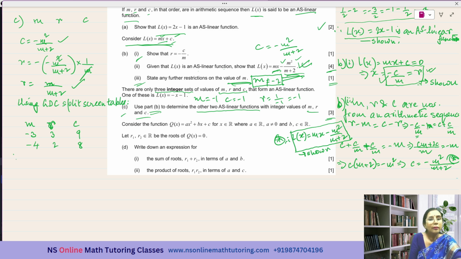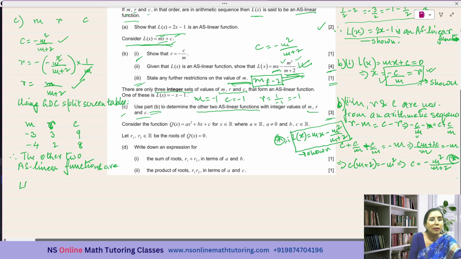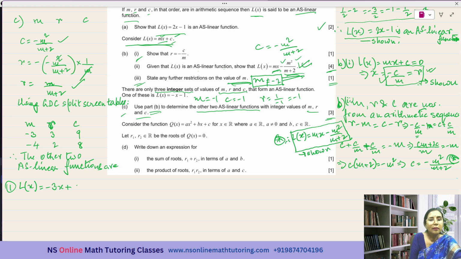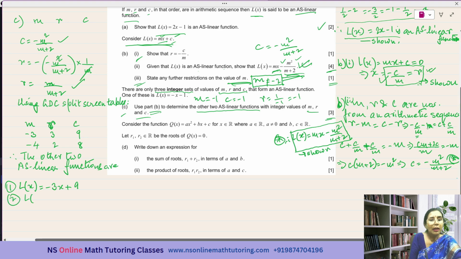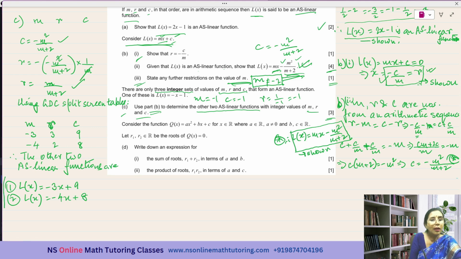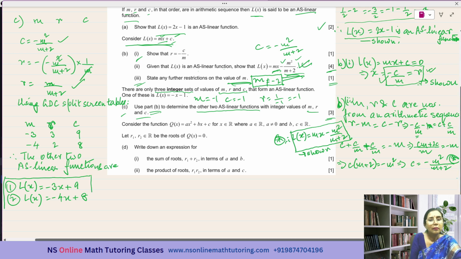Okay, so therefore the other two are linear functions. L of x equal to mx plus c. So minus 3x plus 9, and the second one L of x equal to minus 4x plus 8. Okay, so these are the two answers for part C.